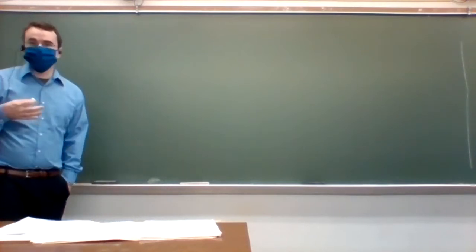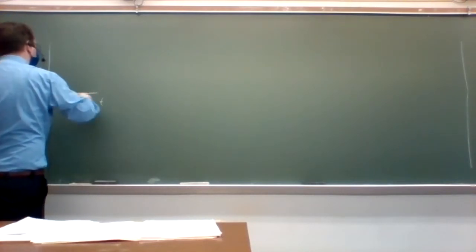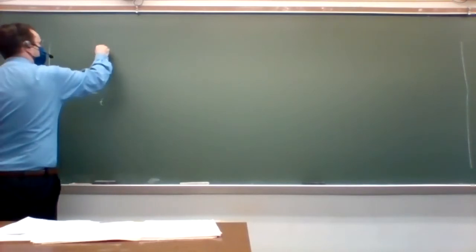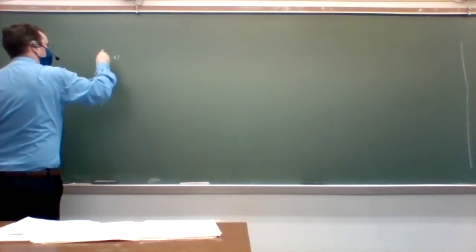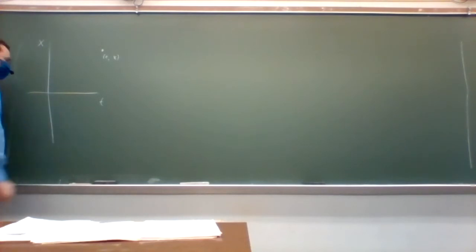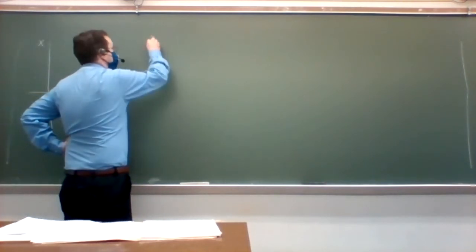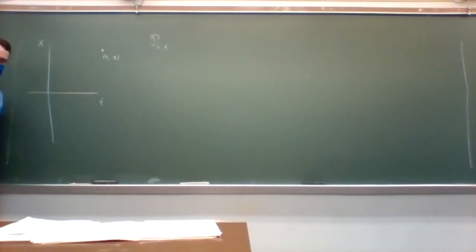Suppose you've got a solution to the wave equation. I've drawn now the domain of the wave equation, and here's some fixed point. I'm going to define something that we call the domain of dependence of the point tx.